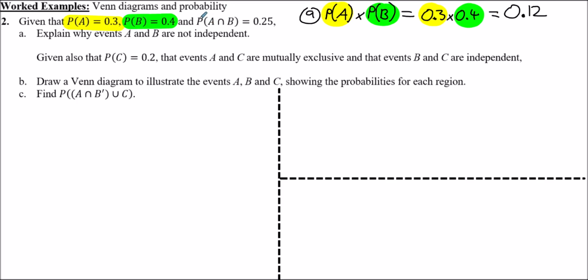Meanwhile, we're also told the probability of A intersecting with B, of A and B happening together. So probability of A and B is 0.25. So we've got 0.12 for P(A) times P(B), and probability of A intersecting with B is 0.25. So therefore, because P(A) times P(B) is not the same as this, the events are not independent. So we just say therefore A and B are not independent.